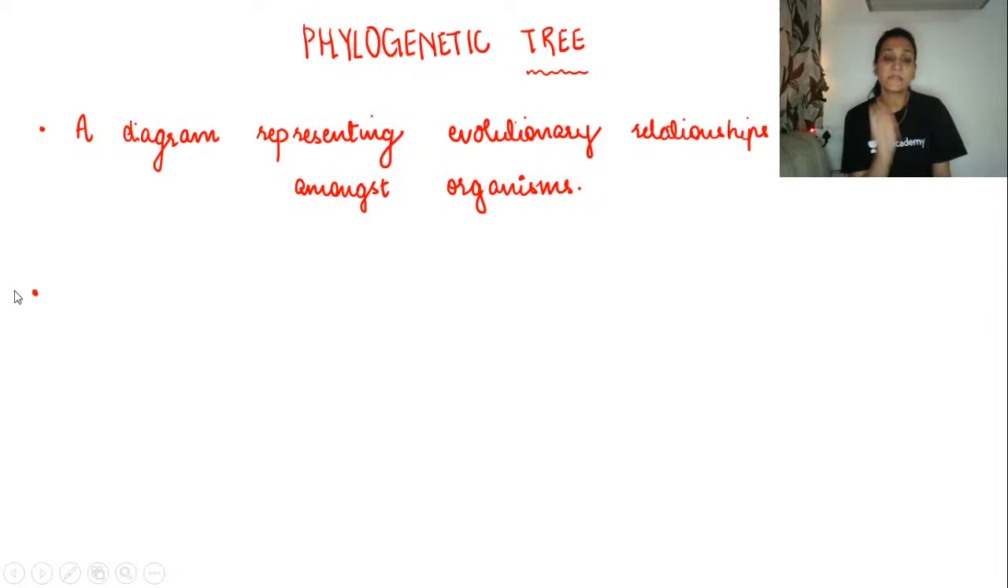Then it is a diagrammatic representation. It is the way we are thinking that evolution would have occurred. It is not actually how it has occurred. We don't know concretely that this has happened, because the way a phylogenetic tree is made is not 100% on the basis of experimental data. Some of the things are hypothesis. So it's a hypothesis, it's not a definitive fact.